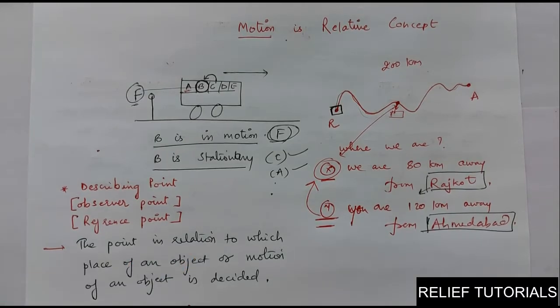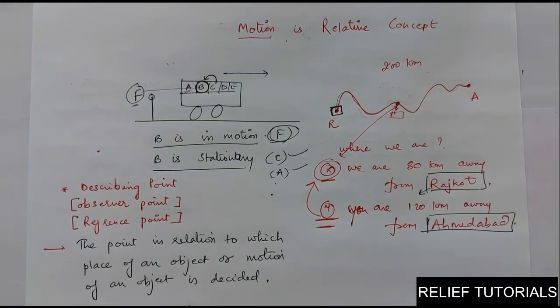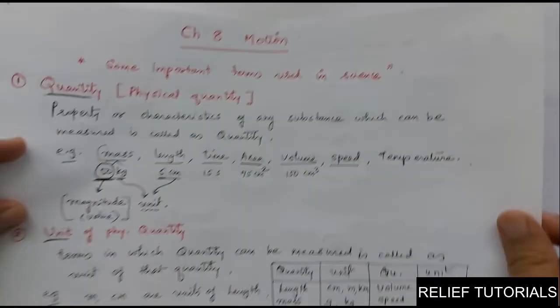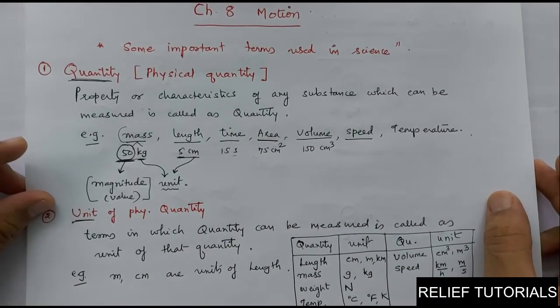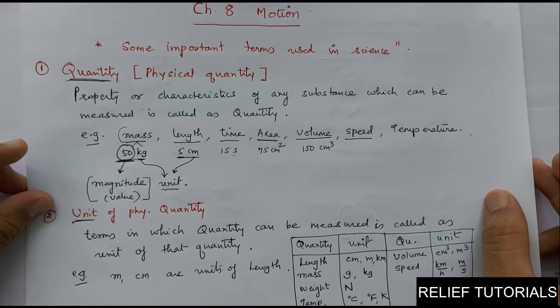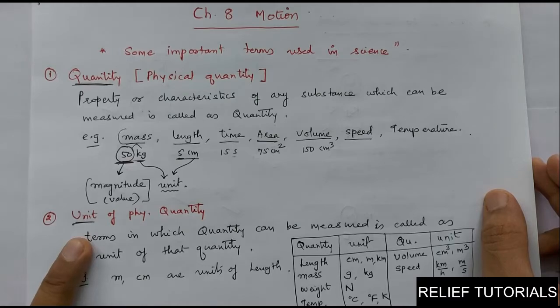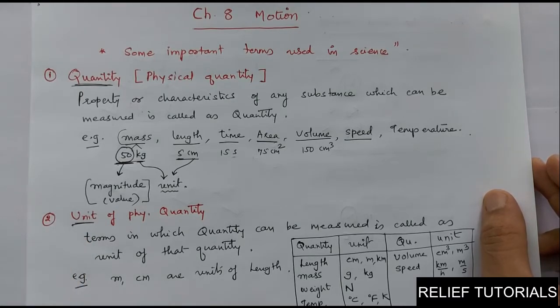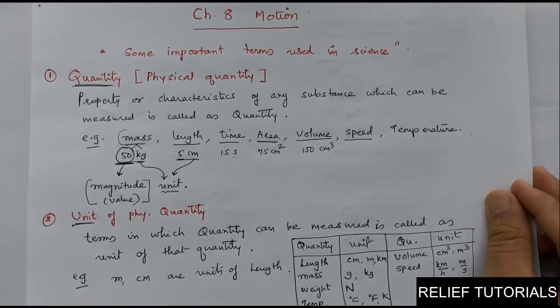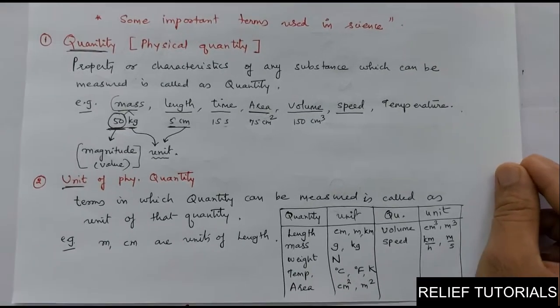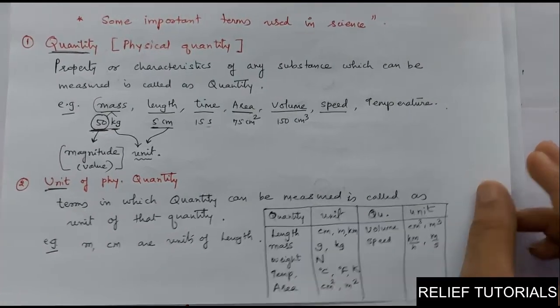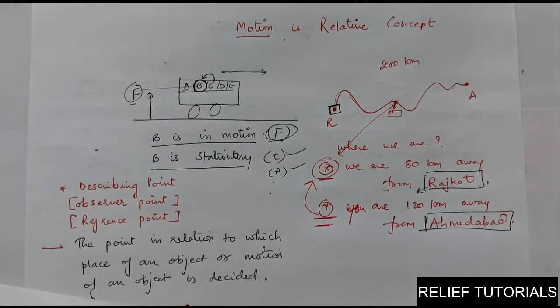In the previous session, we have seen different types of terms used in science or physics. That is, quantity is the property or characteristic of any substance which can be measured. Unit of physical quantity: the terms in which a quantity can be measured is called its unit, such as centimeter, meter, gram, kilogram, newton. We have seen some rules to follow while writing the unit also.